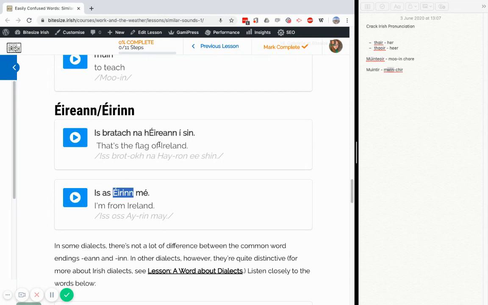Is bratach na hÉireann seo. So this is the flag of Ireland. Bratach na hÉireann. And then is as éireann mé. So here we see that we use one form for the genitive, bratach na hÉireann, and then is as éireann mé is for the dative.